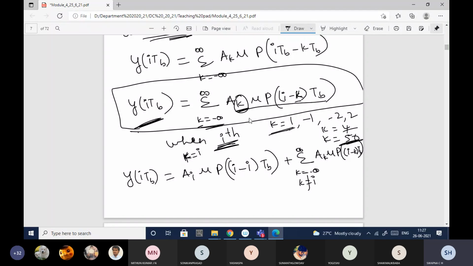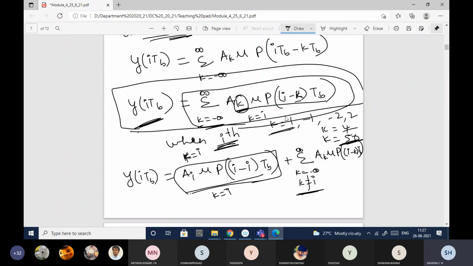So first initially I replaced k with I. Fine. But what happens to the remaining terms? Let me write it again. So plus summation k is equal to minus infinity to plus infinity, and here I am writing k not equal to I. The reason for writing this is because I have already taken k is equal to I. This is nothing but the k is equal to I equation. So in this I will have all other terms except k equal to I. Apart from I, it can be anything remaining. So that is the reason I've represented k not equal to I.